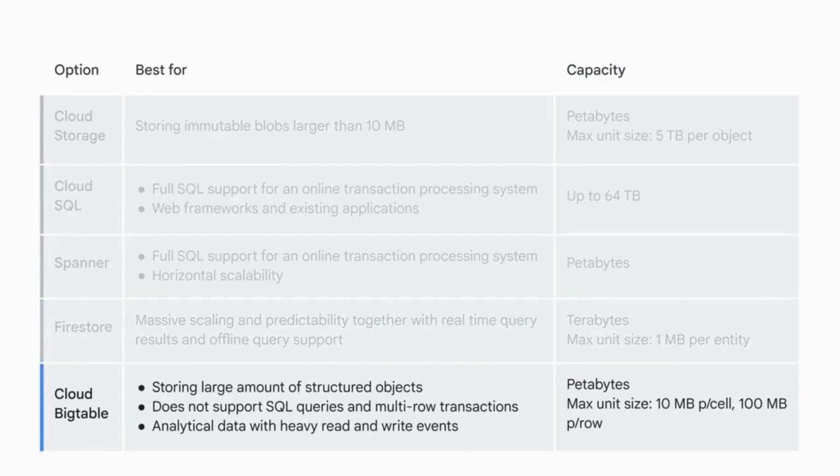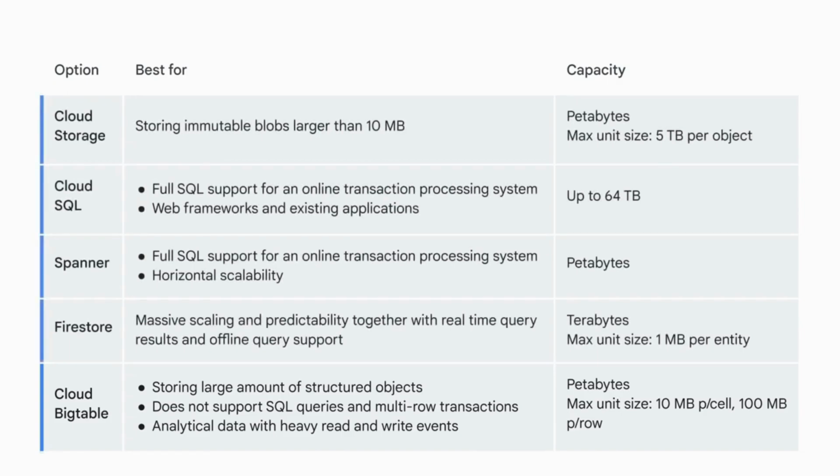Finally, consider using Cloud Bigtable if you need to store a large number of structured objects. Cloud Bigtable doesn't support SQL queries, nor does it support multi-row transactions. This storage service provides petabytes of capacity with a maximum unit size of 10 megabytes per cell and 100 megabytes per row. Bigtable is best for analytical data with heavy read and write events, like ad tech, financial, or IoT data. Depending on your application, it's possible that you might use one or several of these services to do the job.